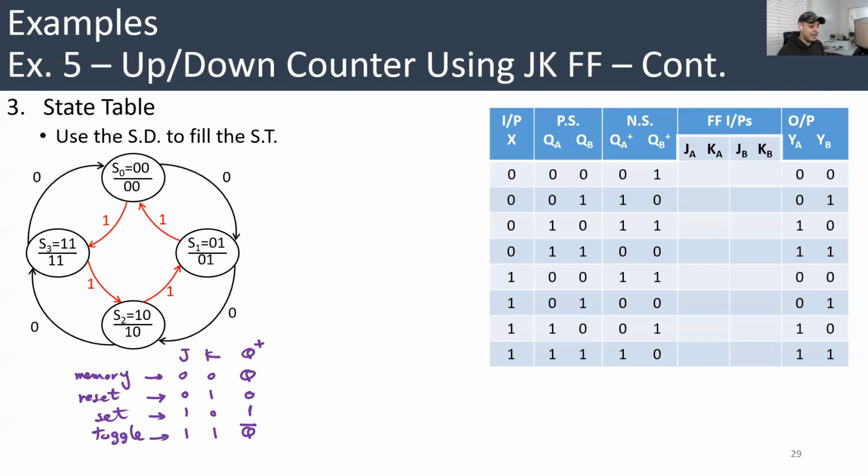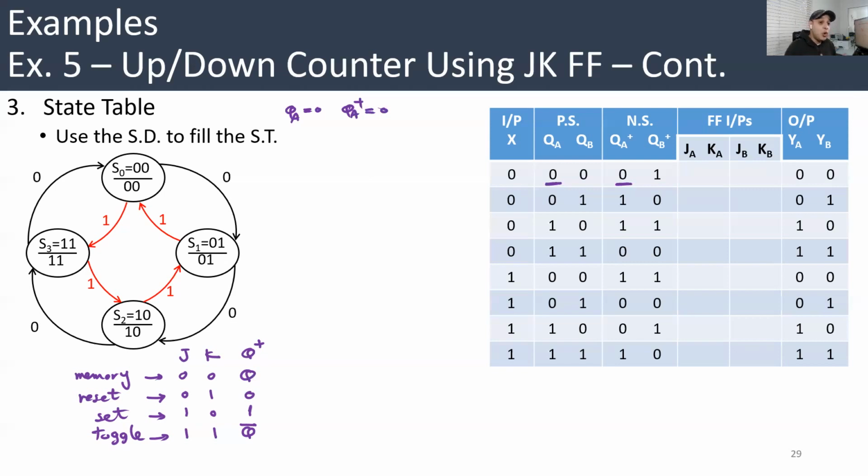Let's start with JA and KA, or basically QA and QA plus. In the beginning, we have 0, 0. QA is 0, QA plus is 0. Let's write this on the side here. QA is 0, QA plus is also 0. You can interpret or translate such a state in two ways, and that's the trick of the JK flip-flop basically.